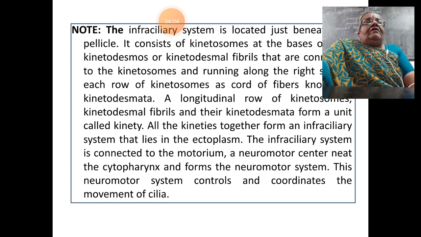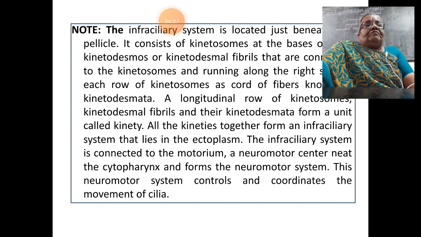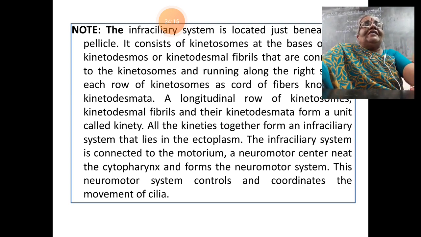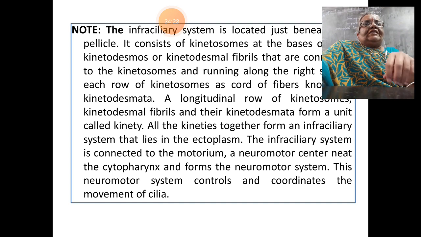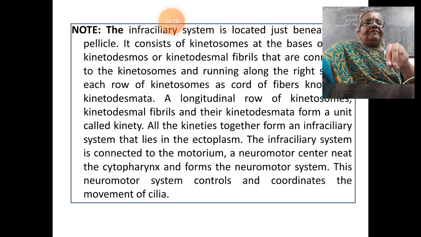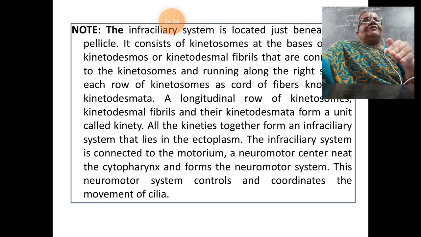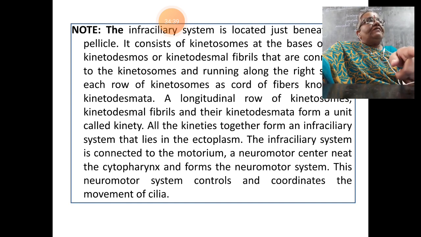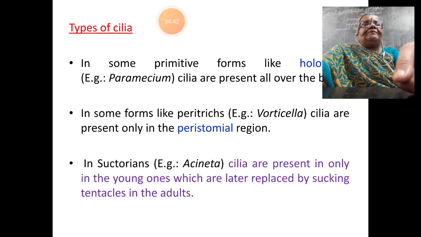Now, yes, this slide I have put here intentionally. See, if you study the neuromotor system or nervous system, especially in the cytopharynx region of paramecium, it is quite complicated, revealing an infraciliary system, all right. How exactly the system functions, the details of this are beyond the scope of your syllabus. Here I have given this as supplementary information. If you are interested, you can go through some books, and any doubts you can contact me. This is too much for your level, okay. Therefore, I just skip it.